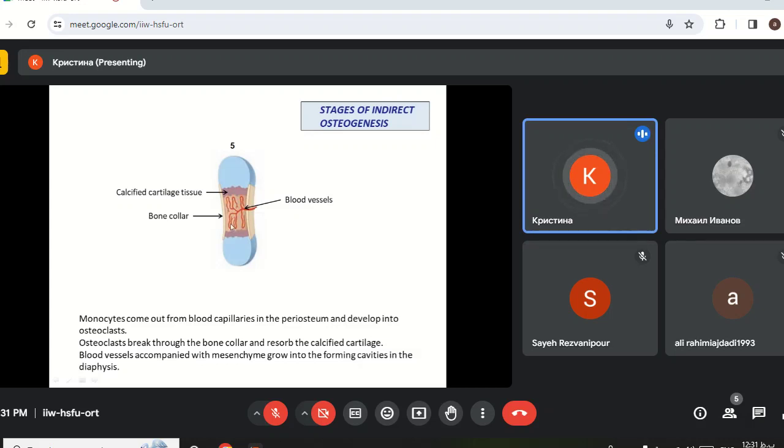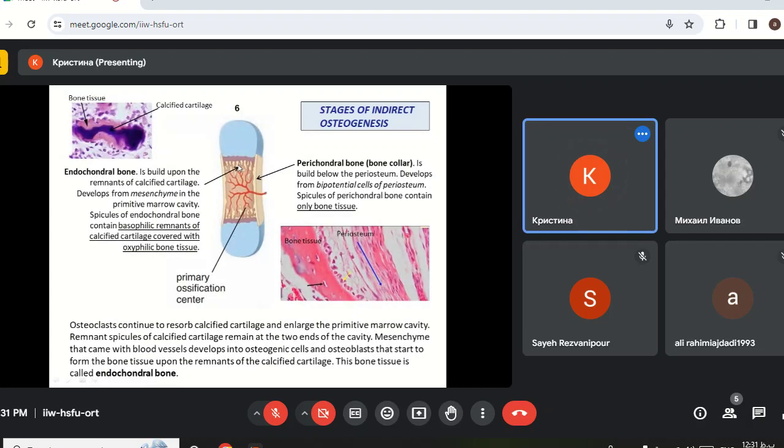So inside the bone, in the region of the diaphysis, now we have a cavity made by osteoclasts and the blood vessels surrounded with mesenchyme, which grow from outside into this cavity. The area of the calcified cartilage is here, and in this region also. In the epiphyseal region, at this stage we have just the normal cartilage tissue, pinkish in this picture.